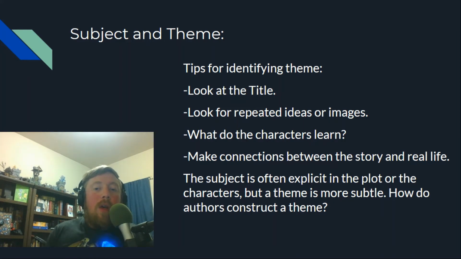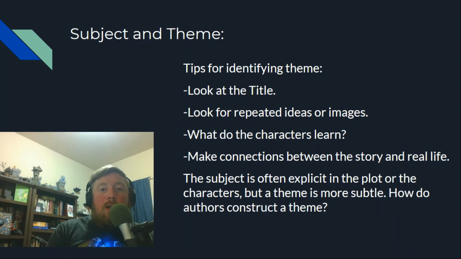The subject is often explicit in the plot or the characters. If there are two men at sea battling against nature, you know that there are two men at sea battling against nature. If there's a boy trying to avoid a mythical fish, you know there's a boy avoiding a mythical fish. But a theme is going to be more subtle.